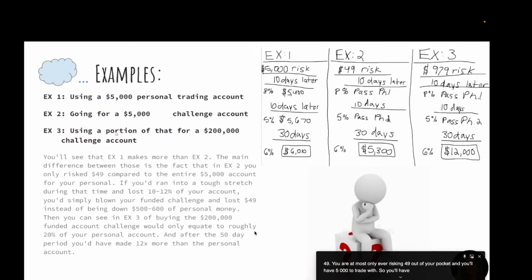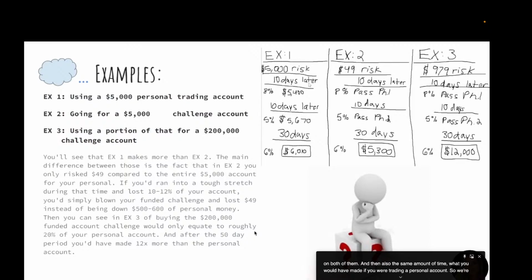Example 3 is going to be using a 200K challenge account. You would then be risking $979 to buy the 200K account. And that would give you access to 200K worth of buying power. So what you'll see is that we're giving you 10-day examples in each of them, including the days that it would take to pass your prop firm challenge on both of them. And then also the same amount of time, what you would have made if you were trading a personal account.